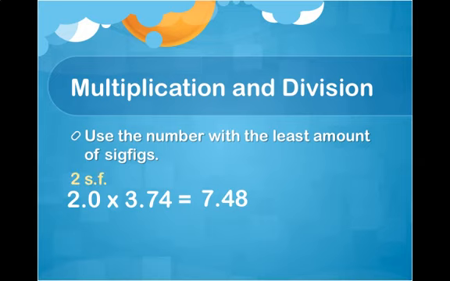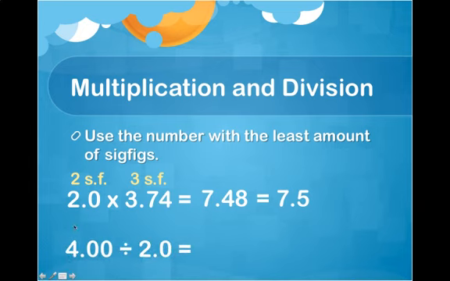2.0 has two significant figures. This zero is significant. It's a trailing zero, but it has a decimal. That decimal makes it significant. The second number has three significant figures. According to this rule, our final answer can only have the fewest amount. So which one's smaller? 2. So our final answer can only have two significant figures. So we start counting 1, 2. Well, that 8 makes that 4 round up to a 5, so we end up with 7.5.